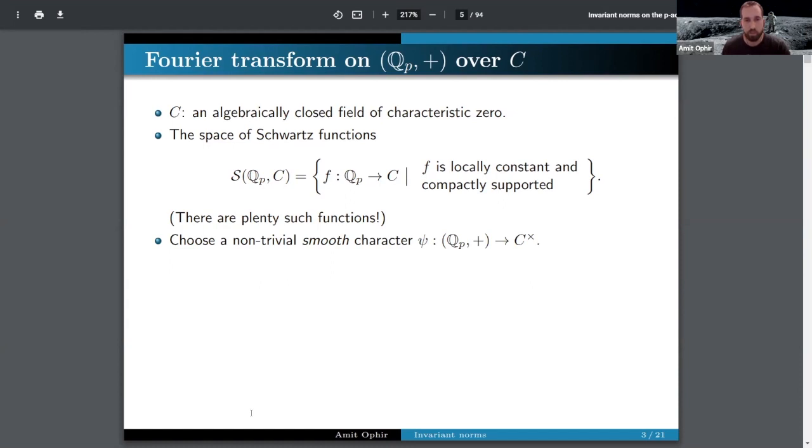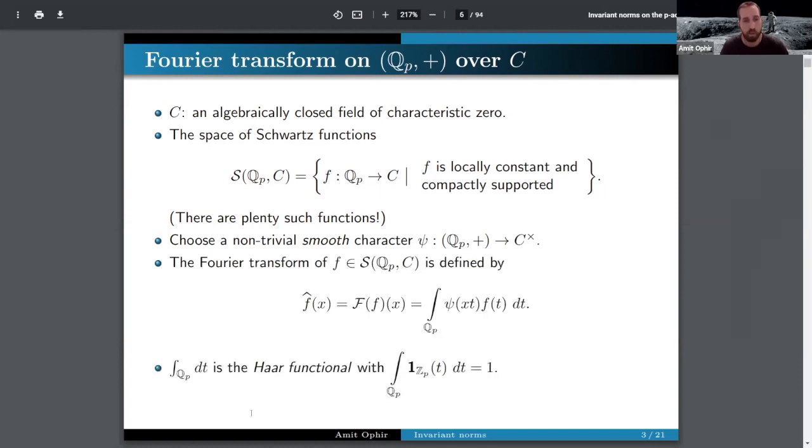We choose a non-trivial smooth character of the additive group of QP. Smooth here just means that its kernel is open. And we define the Fourier transform of a Schwartz function f by the usual formula of integration against the character. What integration means here is that in the space of linear functionals on the space of Schwartz functions, there is a unique one up to a constant which is invariant under translations. I call it here the Haar functional, or sometimes the Haar distribution, and I just took here one normalization of it. The Fourier transform of a Schwartz function is again a Schwartz function, so it's a linear operator on the space of Schwartz functions.